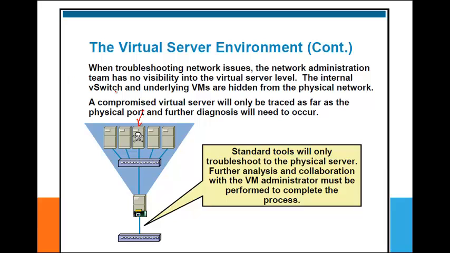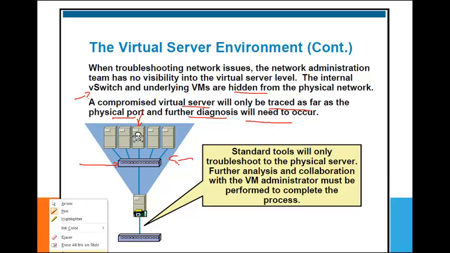So internal vSwitches. This is what is called a vSwitch, provided by the VM machine. This is a switch called vSwitch. In the VM machines, in the vCenter client, we can have this vSwitch. The internal vSwitch and underlying VMs are hidden from the physical network. So a compromised virtual server will be traced only as far as the physical port. Further diagnosis will need to occur, but we are not able to do that.